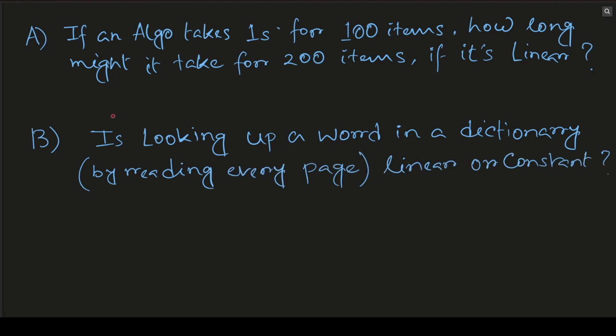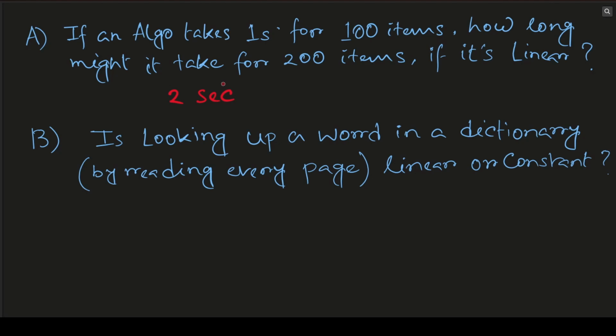Now I have two questions for you. These are very easy questions. Just try to give the answers. Our first question is, if an algorithm takes 1 second for 100 items, how long might it take for 200 items, if it is linear? Simply, the answer would be 2 seconds.